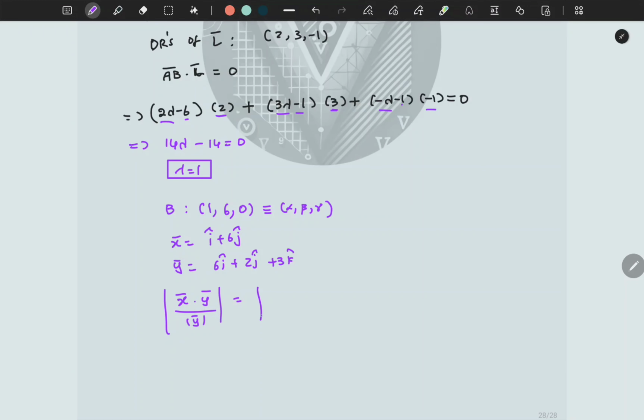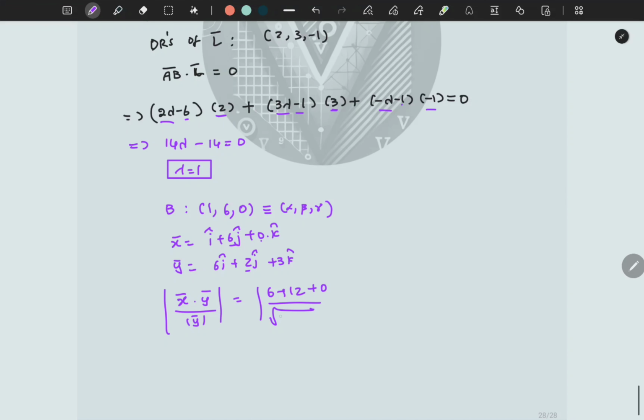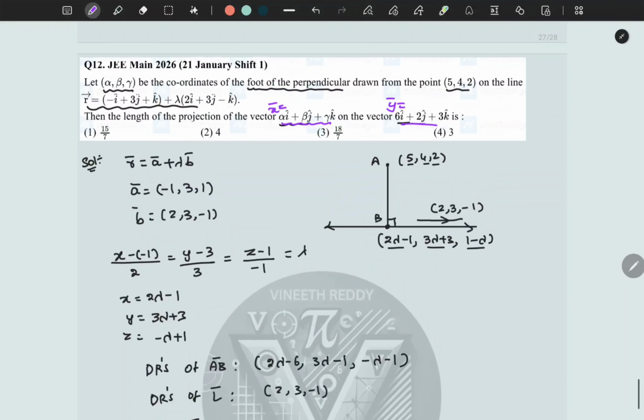So what do we get? How do we take the dot product in the numerator? 1 into 6 is 6 plus 6 into 2 is 12 plus, if you want, you can write 0 into k cap plus 0 into 3, which is anyways 0, divided by under root of, we need to take the magnitude of this. So under root of 6 square is 36 plus 2 square is 4 plus 3 square is 9, dear students. So 12 plus 6 is 18 divided by 36 plus 4 is 40, 40 plus 9 is 49. Under root 49 is 7, dear students. So I think the answer should be 18 divided by 7, which is option number 3.